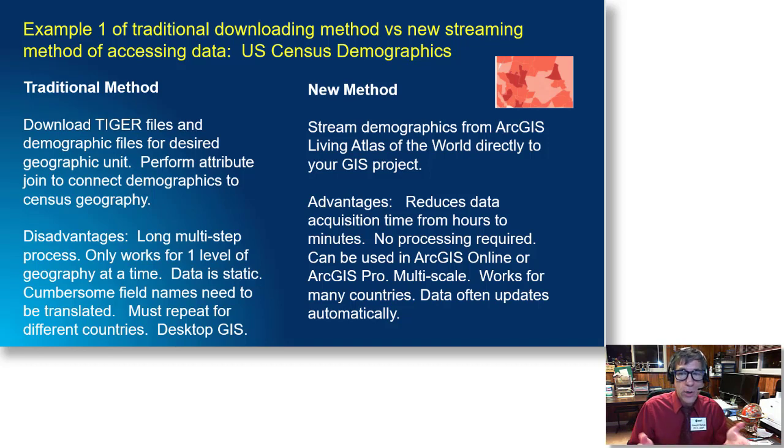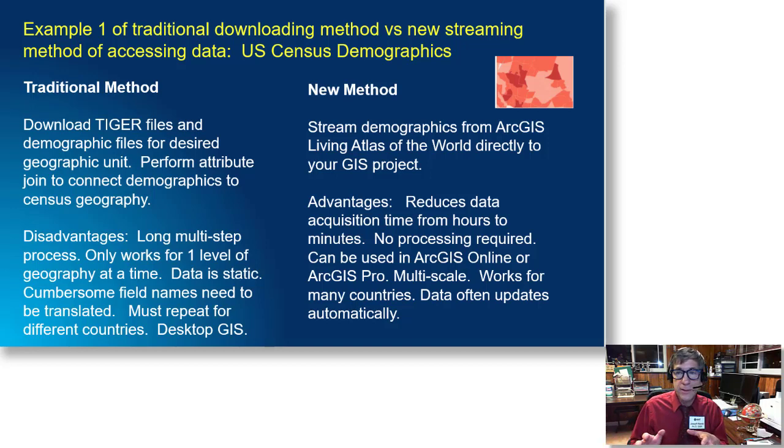It still is. It only works for one level of geography at a time: census tract, block groups, zip codes, etc. The data also is static. You have to keep doing this process, keep downloading for updated data. And you have to repeat it for different countries if you want to do this in another country besides the US. And it's also very much tied to desktop GIS.